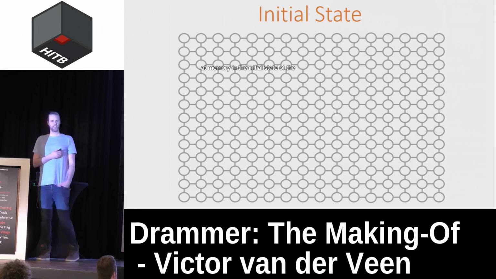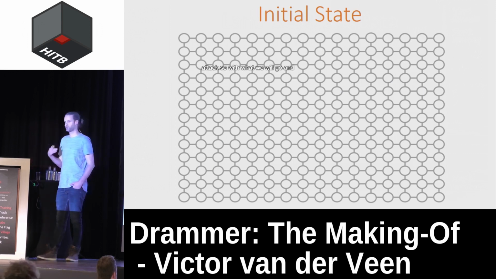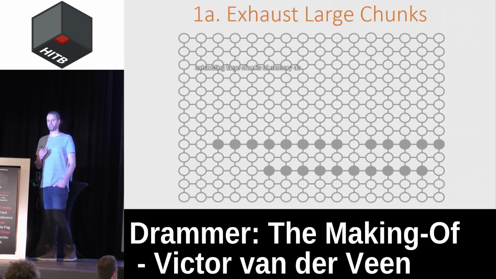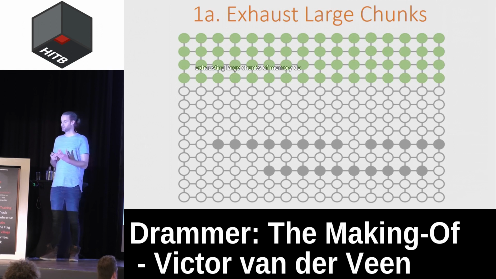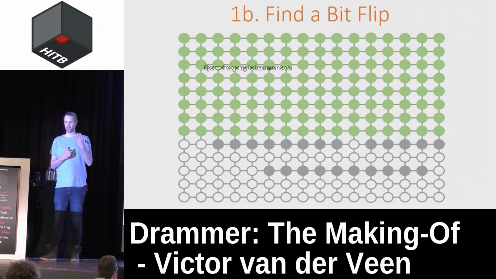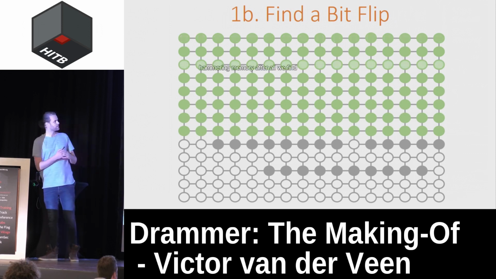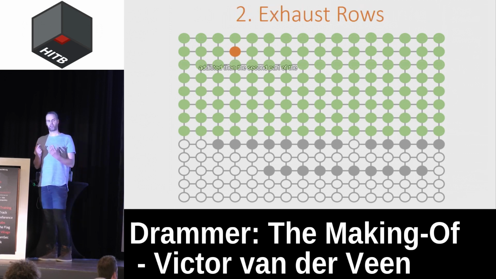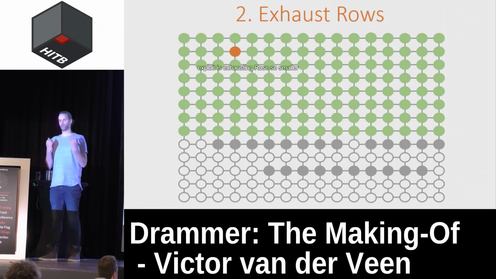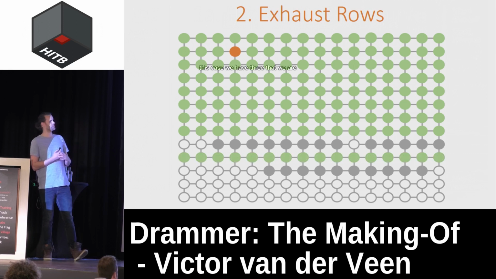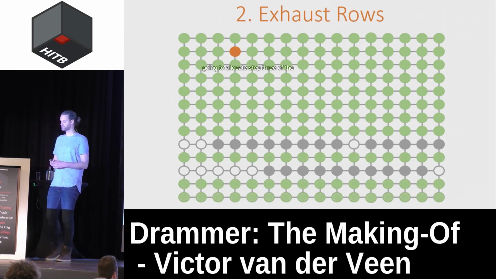So let's look at memory in the initial state of the attack. We will go and launch the Drammer attack now. We have some allocations, some programs that are running. Then the first step is exhausting large chunks of memory. We do that, we get 2 of those, and we're going to find bit flips. We're going to hammer. So we're hammering memory until we find a bit flip. Then the second part of the exploit is exhausting rows. So smaller, medium-sized chunks of memory. And in this case, we have 3 that we are going to allocate.